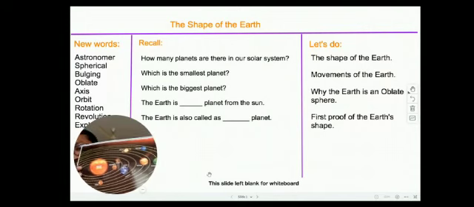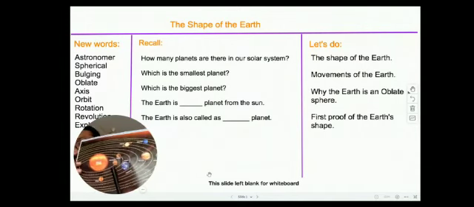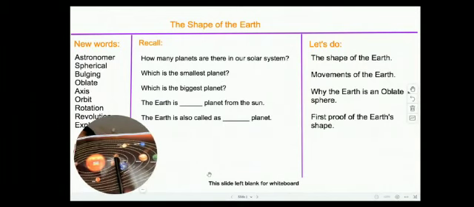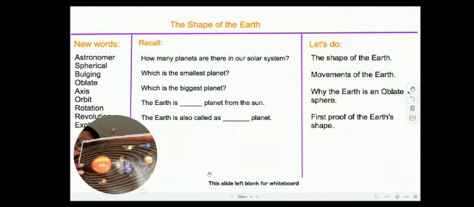The Earth is dash planet from the sun. Just count. First is Mercury, second is Venus, and third is Earth. So the Earth is the third planet from the sun.